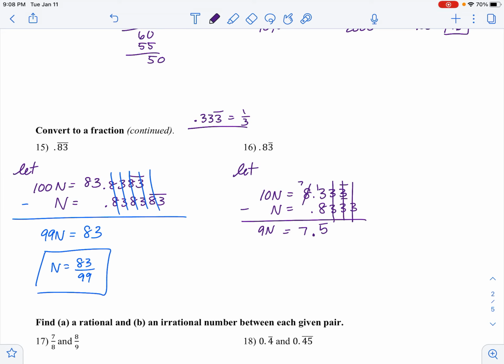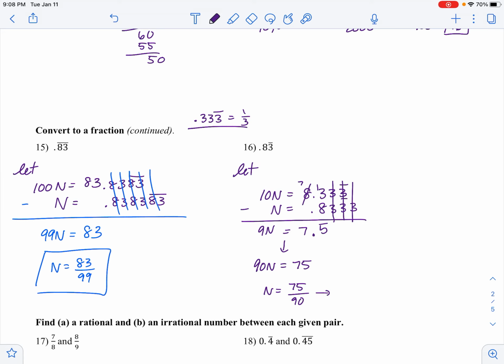But here, I'm thinking to myself, I want to divide both sides by 9, but I can't mix decimals and fractions. So I think before I divide both sides by 9, I will multiply both sides by 10 in order to get rid of that decimal. All right, I will divide both sides by 90 now. I get 75 over 90. This time, I'm not done.